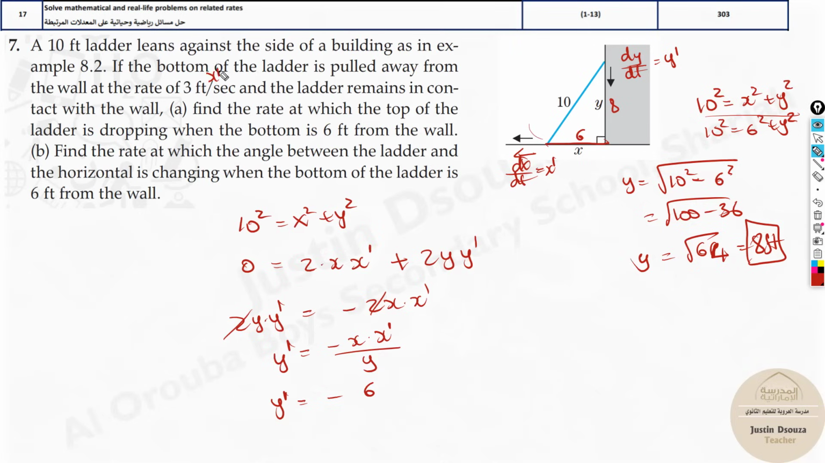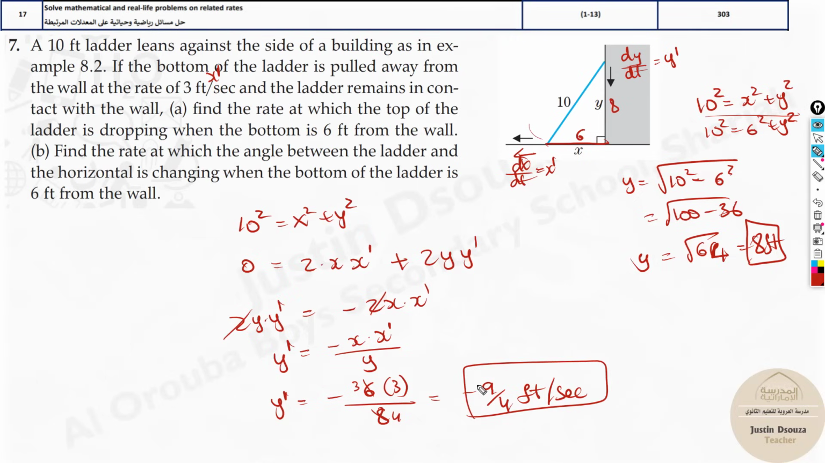What is it over here? 3, right? 3 feet per second is x dash. Multiply it with 3 divided by, what is the y value? 8. So just put 8. Now simplify this. It's 3 times 4 times. It's negative 9 by 4 feet per second.